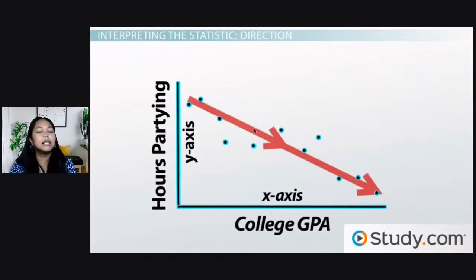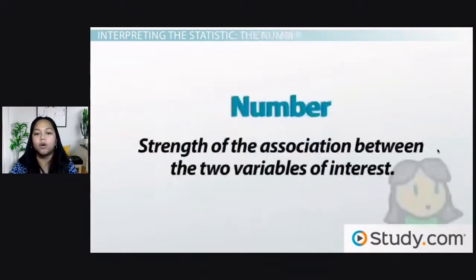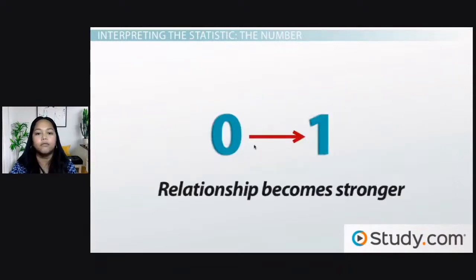It's still a diagonal line. Diagonal line siya, pero it is pointing downwards. That's negative correlation. So, negative correlation po siya. Now, you also, of course, aside from the sign, positive or negative, you also have the number. This is the strength of the association between the two variables of interest. The number should be from 0 to 1, and the relationship becomes stronger as you move from 0 to 1.